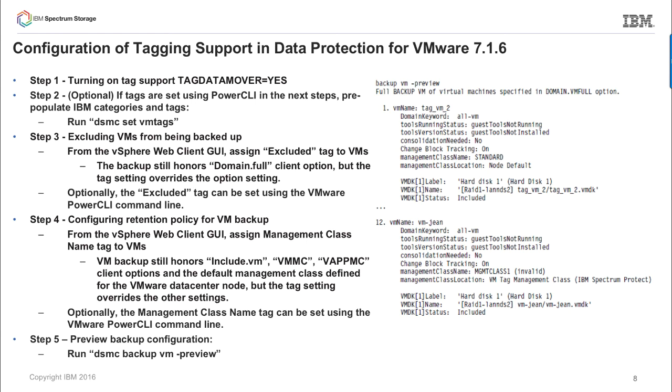And then as the next steps, just picking the machines to be included and excluded, or picking a particular retention policy, will be done using the vSphere Web GUI or the PowerCLI. Now finally, there is a command on the data mover, this DSMC BACKUP VM -preview, that will give you information about what is being backed up and what management class it is going to. You could of course also see that information in the vSphere Web GUI, but doing it here is a good troubleshooting tool. So here you see we're doing this backup VM -preview command, and you can see that, for instance, on this machine VM-gene, the management class being used is MGMTCLASS1, and that is coming from a tag as opposed to a data mover dsm.opt option.